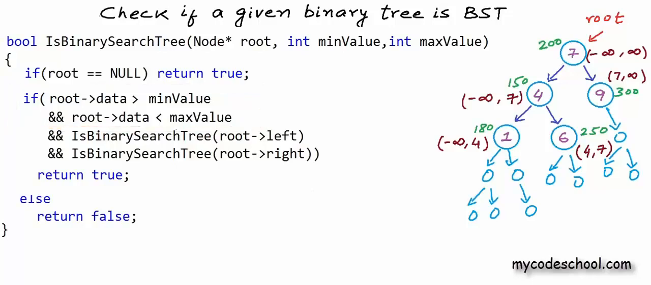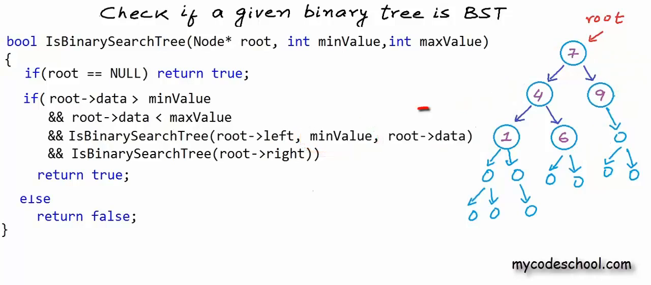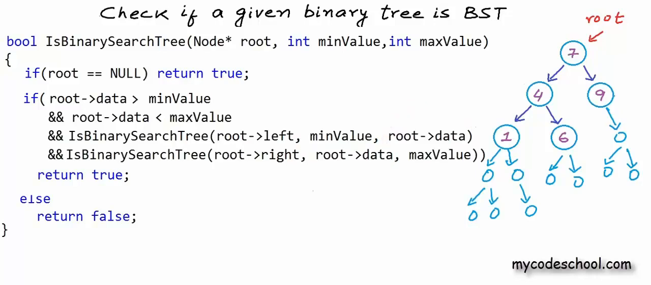Okay, now these two recursive calls should also have two more arguments. For the left child, lower bound will not change. Upper bound will be the data in current node. And for the right child, upper bound will not change and lower bound will be the data in current node. This recursion looks good to me. We already have the base case written.